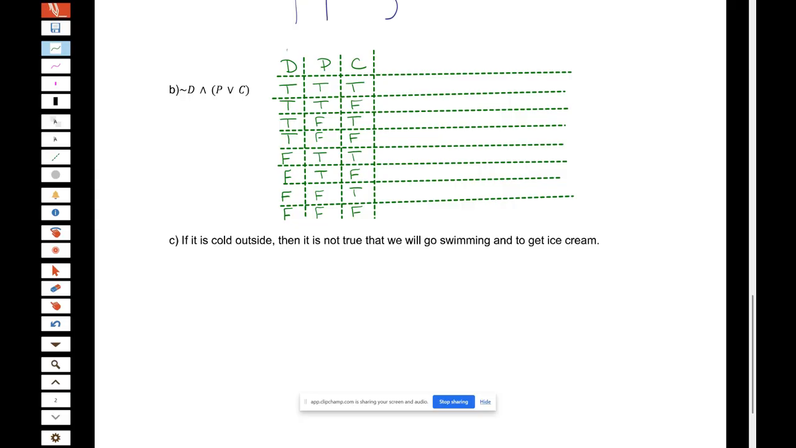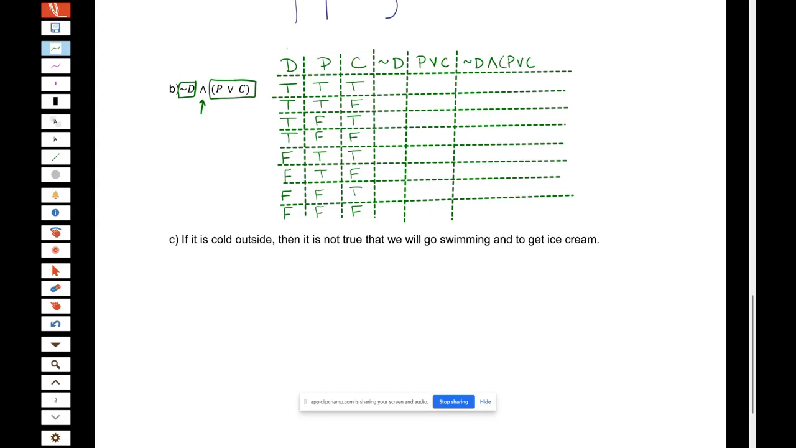Okay, let's follow our order of operations for these. I have to do my negation next. I have to do not D. And then before I can evaluate this, I need to have a row for this and a row for this. So next I'm going to do P or C. And then finally, I can evaluate the whole thing, not D and P or C. Okay, great.